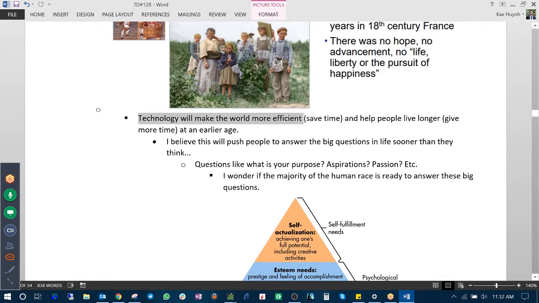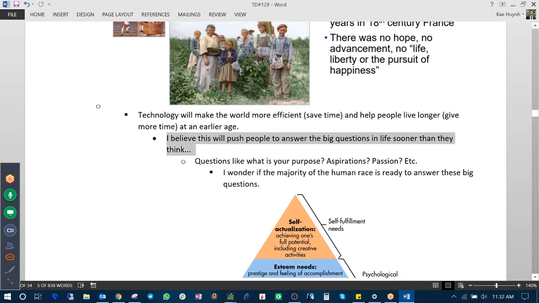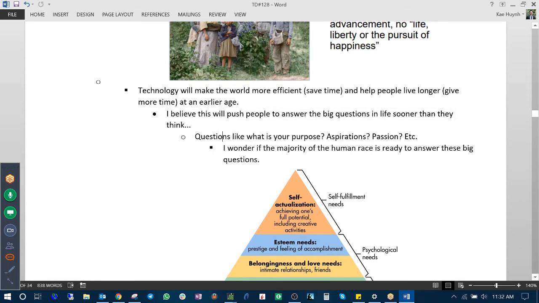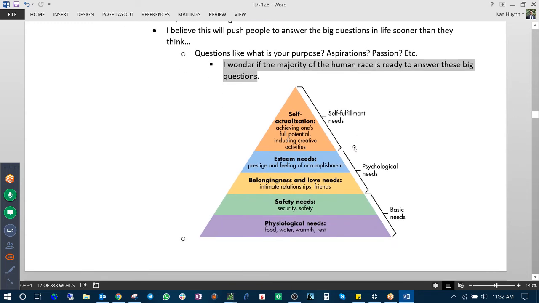Technology will make the world more efficient, save time and help people live longer, give more time at an early age. So I believe this will push people to answer the bigger questions in life sooner than they think. Questions like, what is your purpose, aspiration, passion, etc. I wonder if the majority of the human race is ready to answer these big questions.